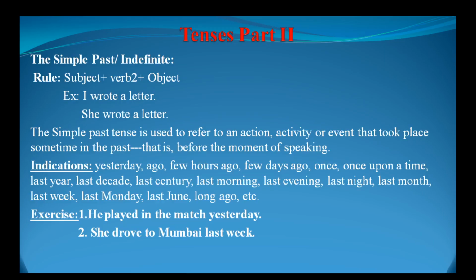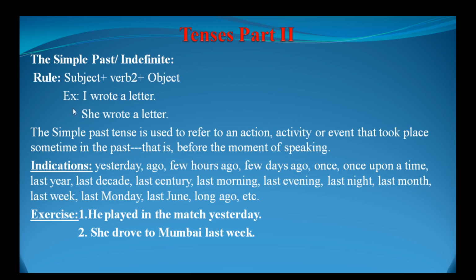In English, there are four different forms of the verb referring to action in the past. So let us discuss the past tense in detail. First, the simple past or indefinite. Here, the formula or the rule is subject plus verb 2 plus object.